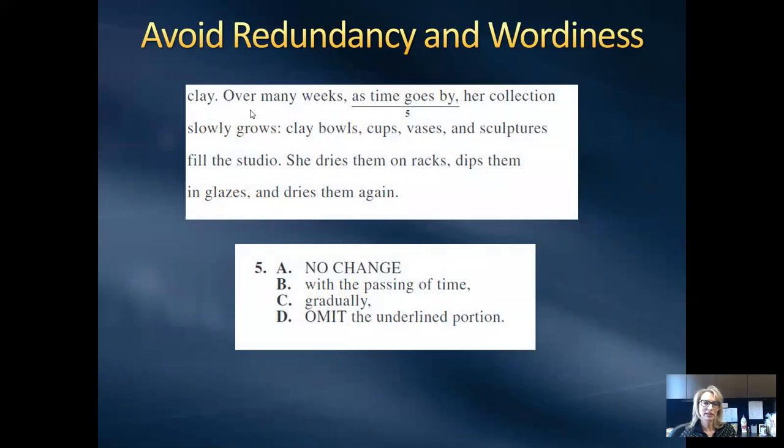All right, let's look at an example. Over many weeks, as time goes by, her collection slowly grows.